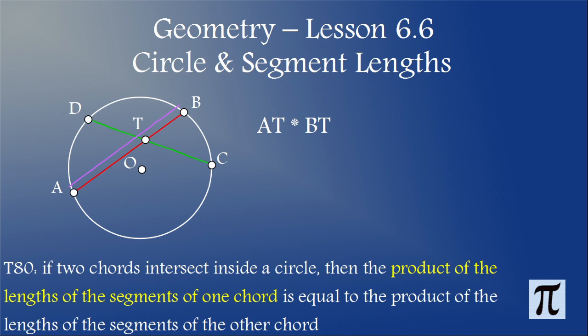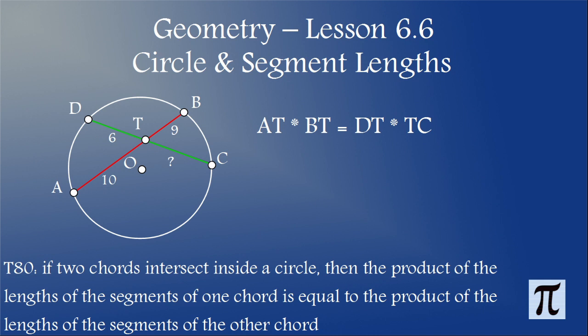So let's look at one chord. Let's look at chord AB, and then the two segments that make up that chord, segment AT and BT. We're going to multiply the lengths of those together. So AT times BT. That is equal to the product of the lengths of the segments of the other chord. So we take the segments of DC, the other chord, those two segments being DT and TC, and multiply those together.